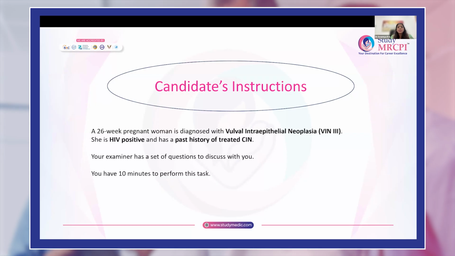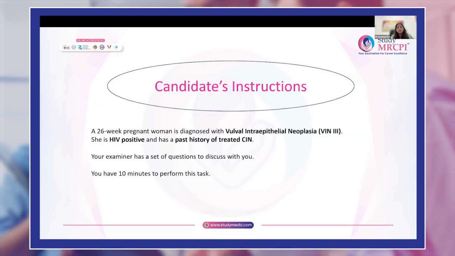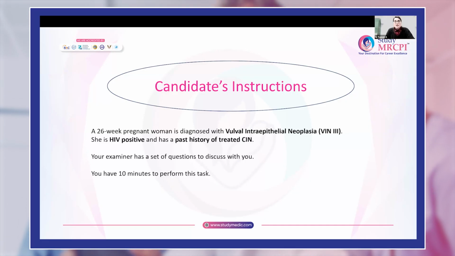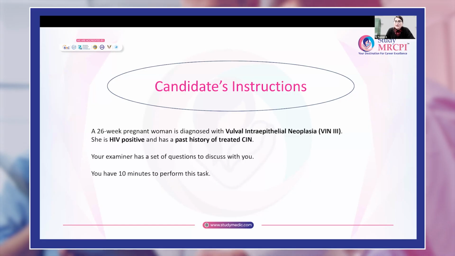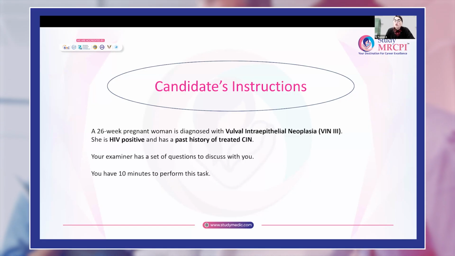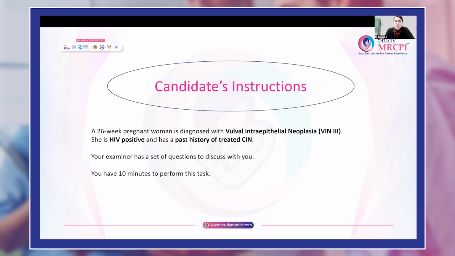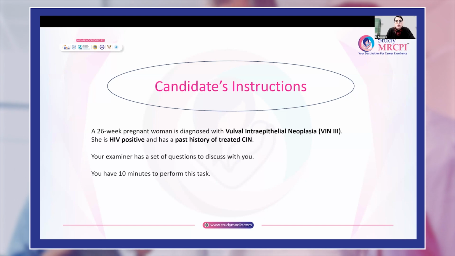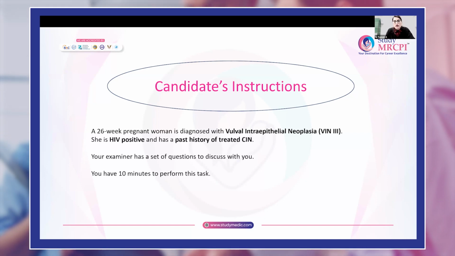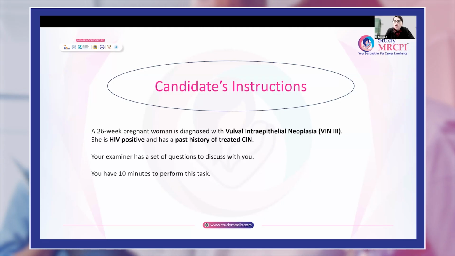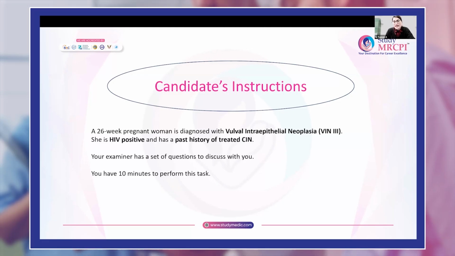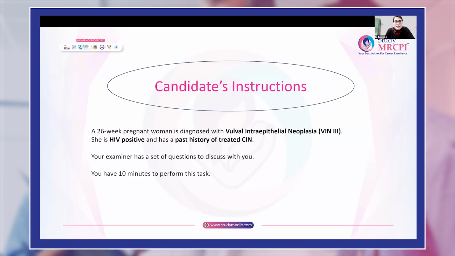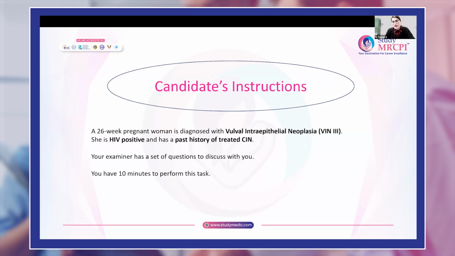Okay. Since she's 26 weeks pregnant, and she has got VIN 3 now, how are you going to plan her management? The management of this patient would be by a multidisciplinary team involving an oncologist, general gynecologist, specialized nurse, as well as an infectious disease specialist. First of all, the woman would be counseled about the diagnosis, what the fetomaternal implications of this diagnosis can be, and reassured that this is a pre-malignant condition and not a cancer.